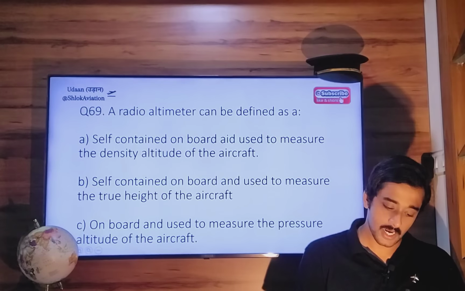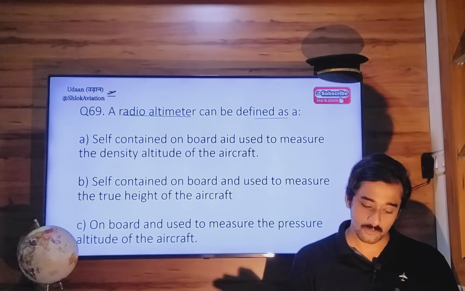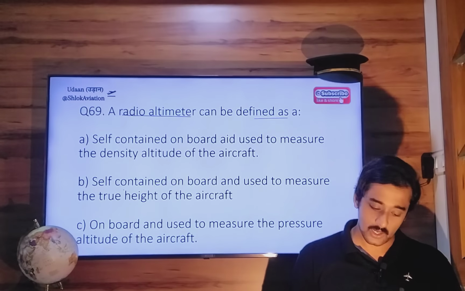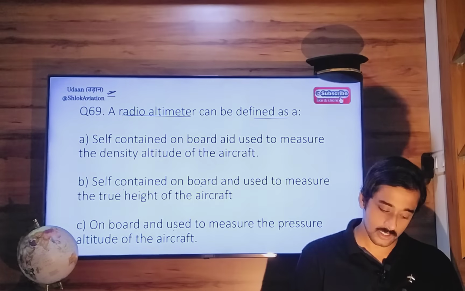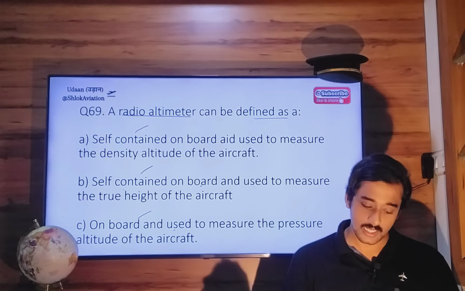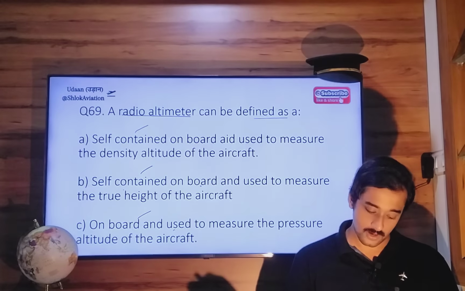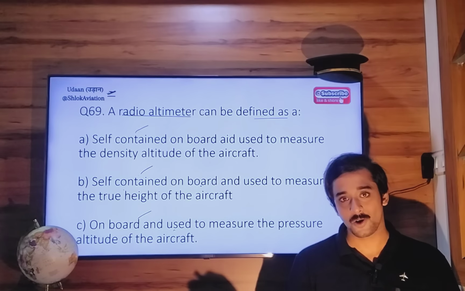Question 69. A radio altimeter can be defined as a self-contained onboard instrument. Okay, so first part of all the three statements is right. Used to measure density altitude of aircraft, used to measure true height of aircraft, used to measure pressure altitude of aircraft.